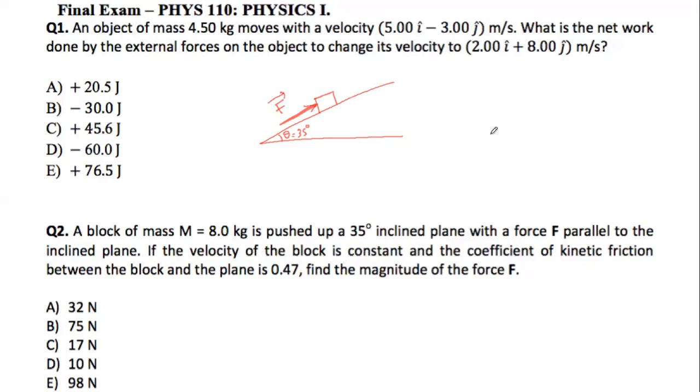The velocity of the block is constant. Well, velocity constant, meaning acceleration is 0. The derivative of velocity with respect to time. Acceleration being 0, meaning net force is 0. So the velocity of the block is constant, and the coefficient of kinetic friction between the block and the plane is 0.47. I give you mu k, 0.47. Find the magnitude of the force F.